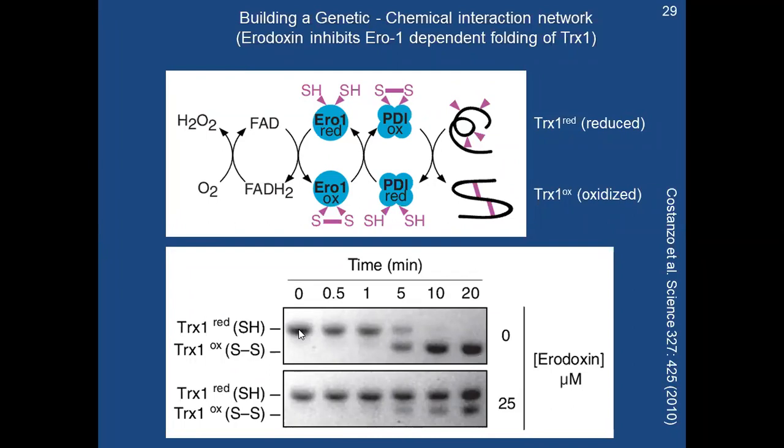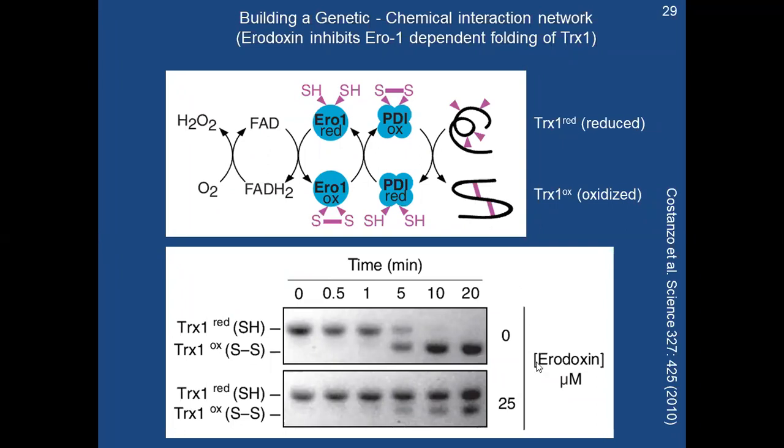So at 0 minutes, at the beginning of the pulse chase experiment, our radioactive amino acids are incorporated into the reduced TRX1 because that's the normal state it is in. It hasn't been yet oxidized. But as you wait, you see the lower molecular weight band appearing, and after 10 minutes, everything has been converted to an oxidized state. So the oxidized state is this one here.